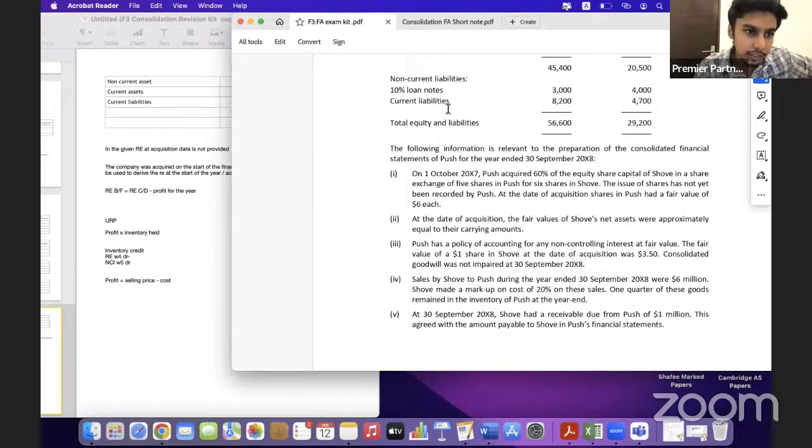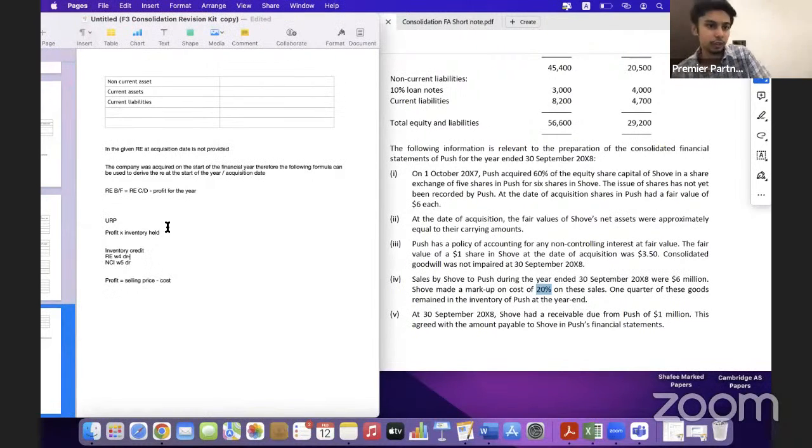Now, guys, look at this question. In the earlier question, what happened? Parent sold to subsidiary. Here it's the other way. Subsidiary is selling to parent. So, guys, subsidiary to parent sales were 6 million. They made a markup of 20% on these sales. 1/4 is remaining inside the inventory.